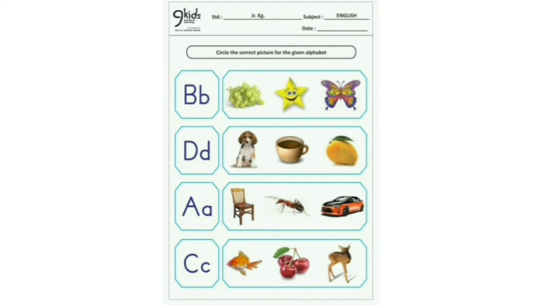Yesterday I gave you the worksheet, children. Have you done it? Good job. So here is the solution. Children, in this worksheet you have to circle the picture which starts with the given alphabet.